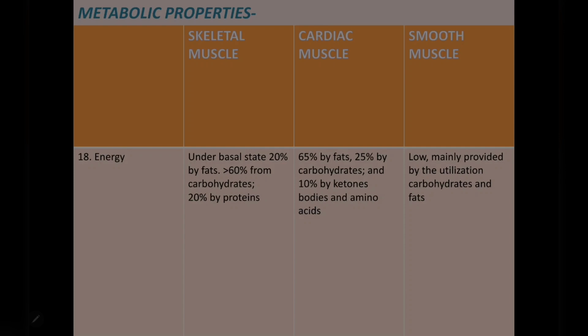And the last property is the metabolic properties. Skeletal muscle, under basal state, uses energy from 20% fats, more than 60% carbohydrate and 20% proteins. But cardiac muscle uses 65% fats, 25% carbohydrate and 10% ketone bodies and amino acids. And smooth muscle uses low energy, mainly provided by the utilization of carbohydrate and fats.